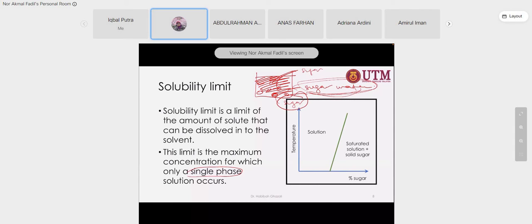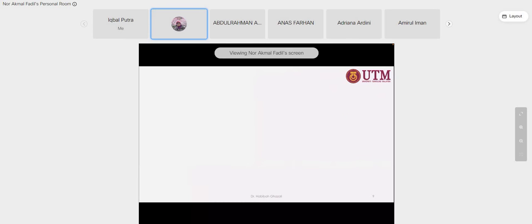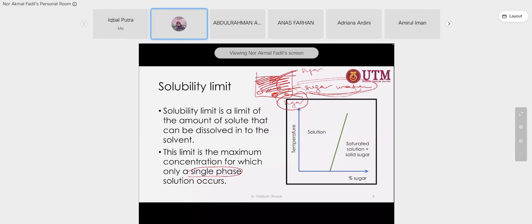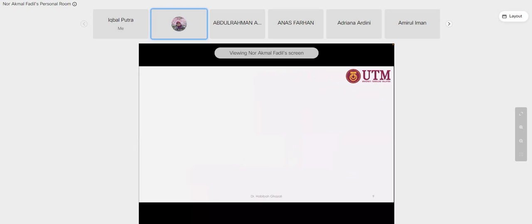So it actually depends on the temperature and the concentration. For example, at a lower temperature or maybe room temperature, this is the limit of sugar that you can add in terms of percentage. For example, this is 60% of sugar that you can dissolve in the water. But if you heat to 100 degrees Celsius, maybe you can have more sugar inside the water. So this limit depends on the concentration and the temperature.